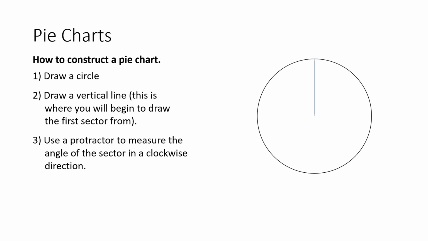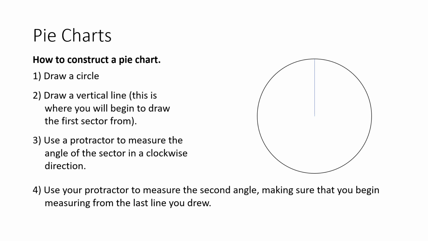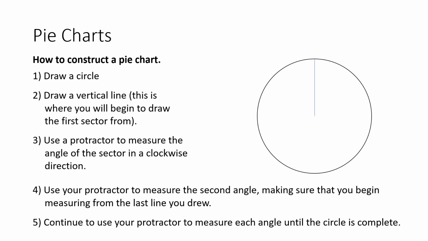The third step is to use a protractor to measure the angle of the sector in a clockwise direction. Step 4, you would use your protractor to measure the second angle, making sure that you begin measuring from the last line you drew. And step 5, continue to use your protractor to measure each angle until the circle is complete.